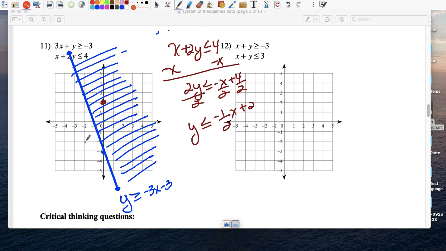It's a negative slope. So we're going to go up and down, and left and right. Changing y is 1, changing x is 2. So 1 up, 2 left. 1 up, 2 left.